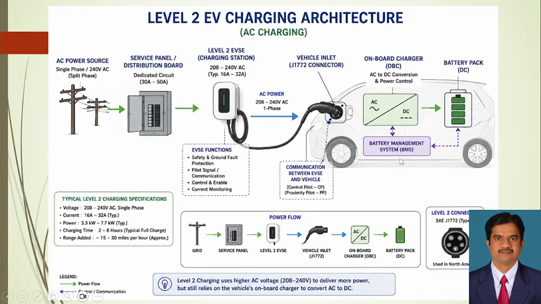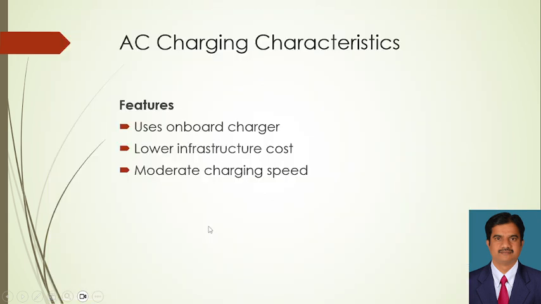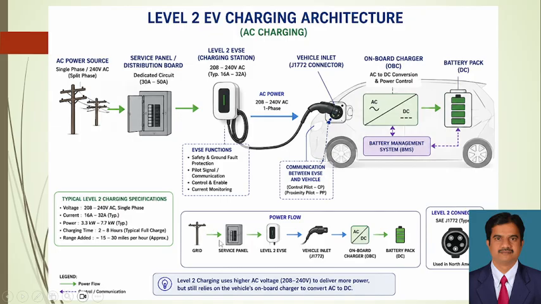Clearly it is shown. The power flow from the grid to the battery pack is shown here. First, from the grid, the supply voltage is 240 volts and it is connected to the service panel. See the power flow shown within this block. So from the grid we are connecting to the service panel, because the service panel has the higher current rating from 30 amps to 50 amps, and it is from the level 2 electric vehicle supply.